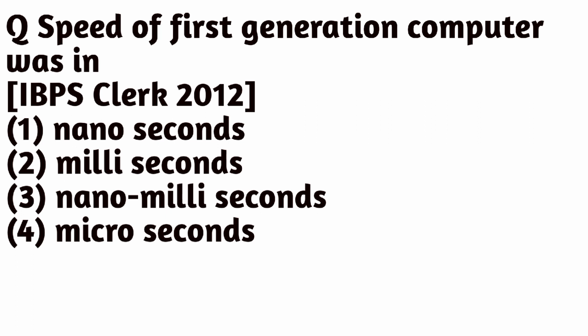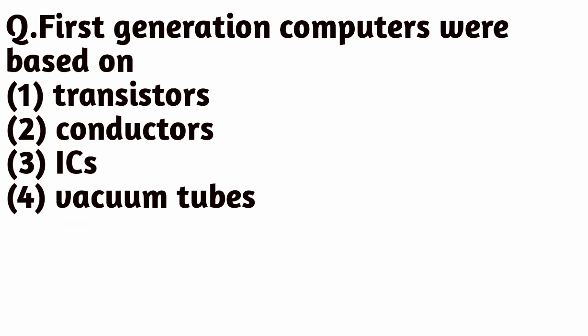Speed of first generation computer was in option 1 nanosecond, 2 milliseconds, option 3 nanomilliseconds and option 4 microseconds. The correct answer is option 4 microseconds.